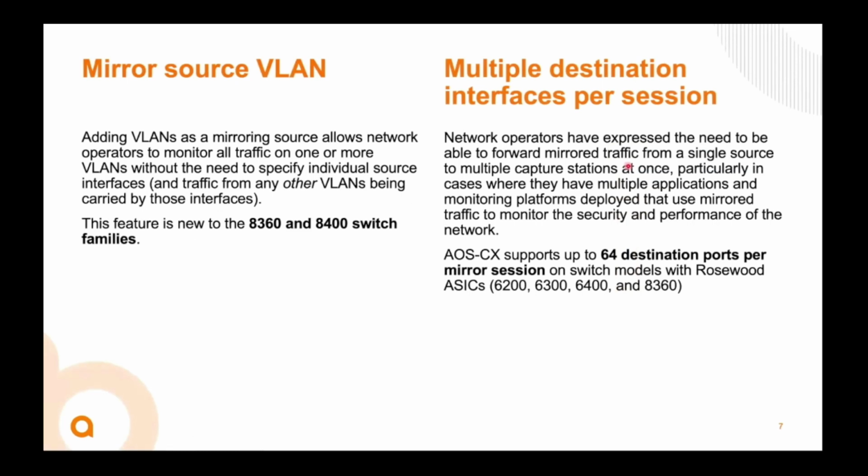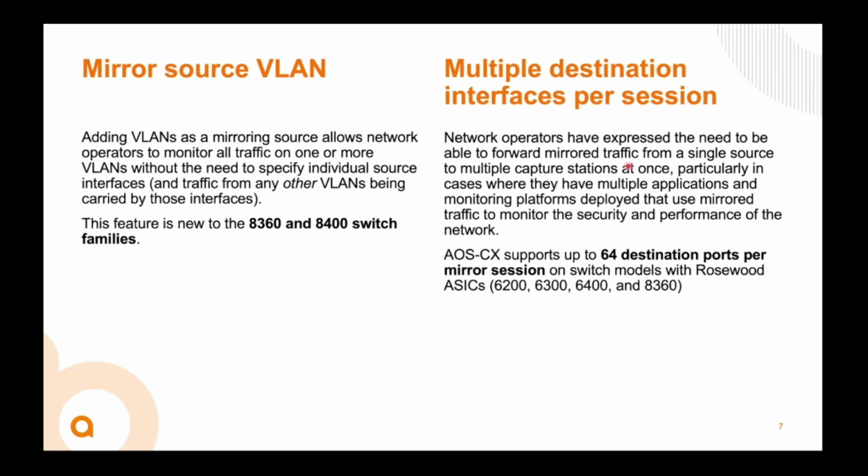So the other two enhancements: mirror source VLAN allows you to monitor traffic from multiple source ports sharing a VLAN without needing to specify those individual interfaces as monitor ports, as well as preventing the need to filter out traffic from other VLANs that you're not specifically monitoring. So this allows you to basically specify your VLAN as your traffic source for monitoring purposes. And again, this feature is specific to the 8360 and 8400 switch series.